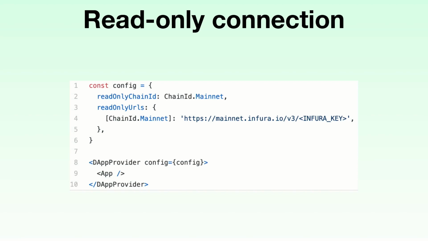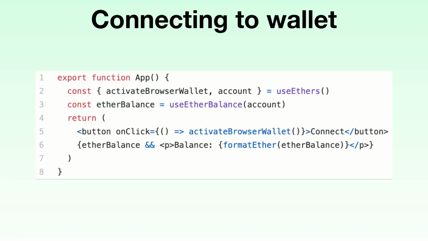And one very important parameter is this link to, say, Infura in this example. So your application will work in read-only mode for mainnet in this example. So here we have an example of connecting a wallet.